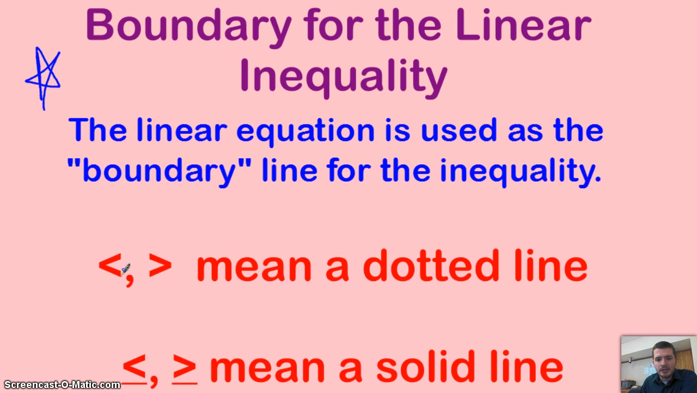If you have a less than or a greater than sign, it's going to be a dotted line. And if you have less than or equal to, or greater than or equal to, it will be a solid line, as if you needed a reminder of what a dotted and solid line look like. You're welcome.